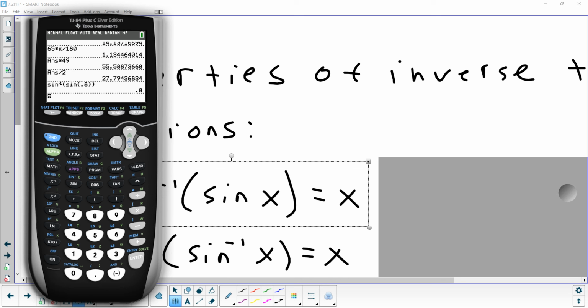Now, let me try a little different number. Let's try 1.8. Did I get back the same thing? That time I didn't. Okay. Let me try, for example, 0.6. Well, that time I did. I got back the same thing.